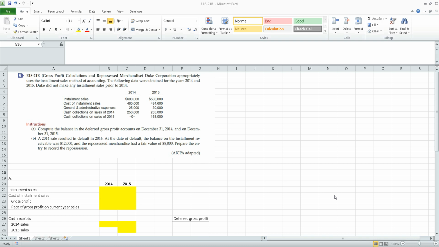Okay, we're in exercise 18 21B, dealing with accounting for installment sales, where that installment sale also involves a repossession. So here's what we've got.